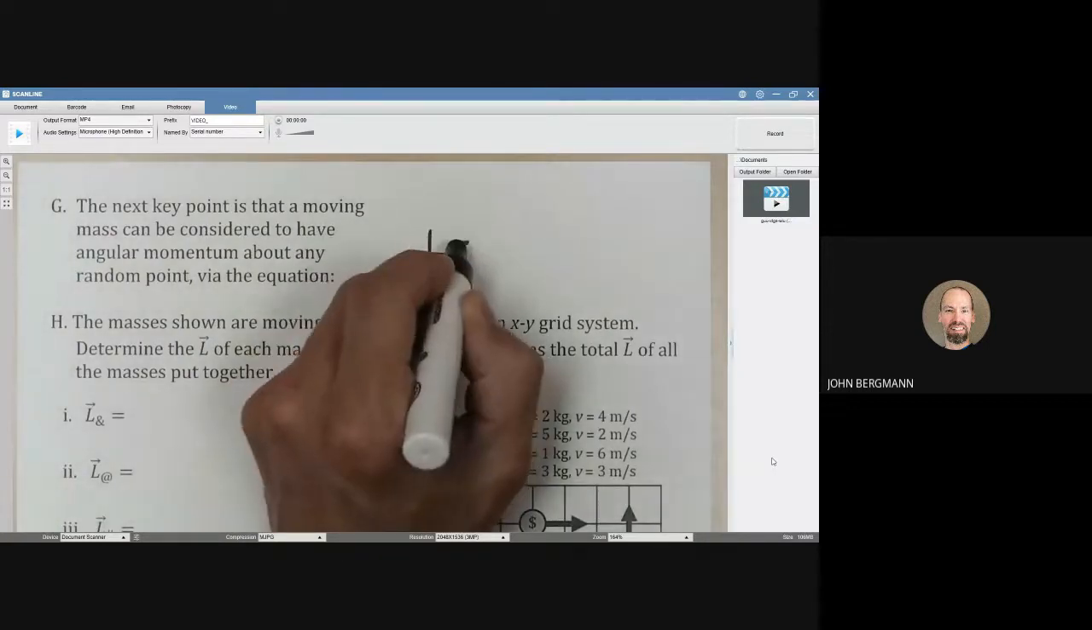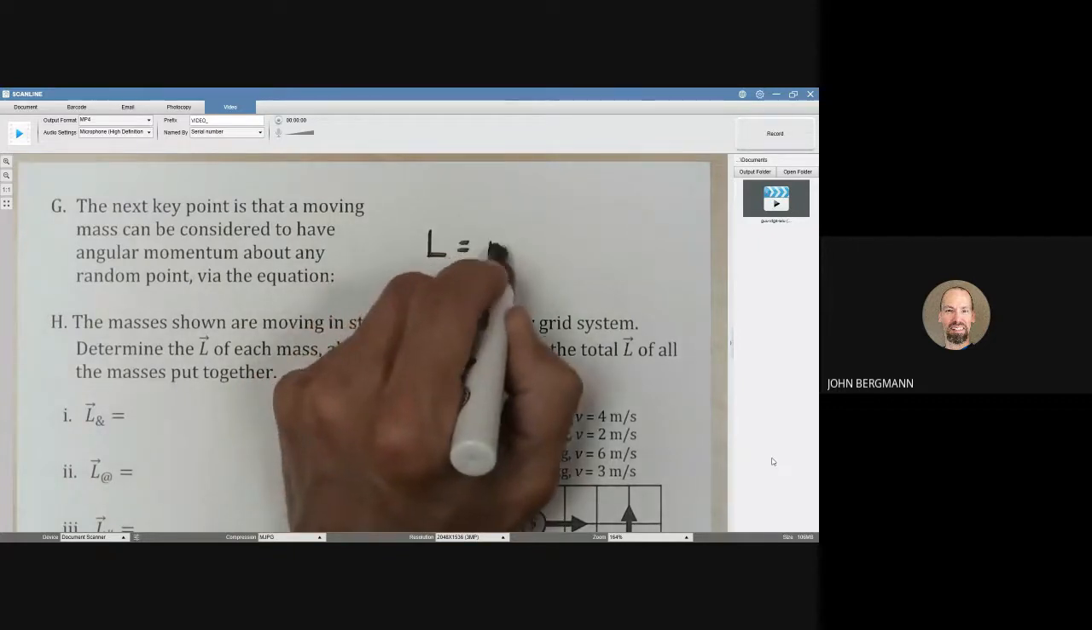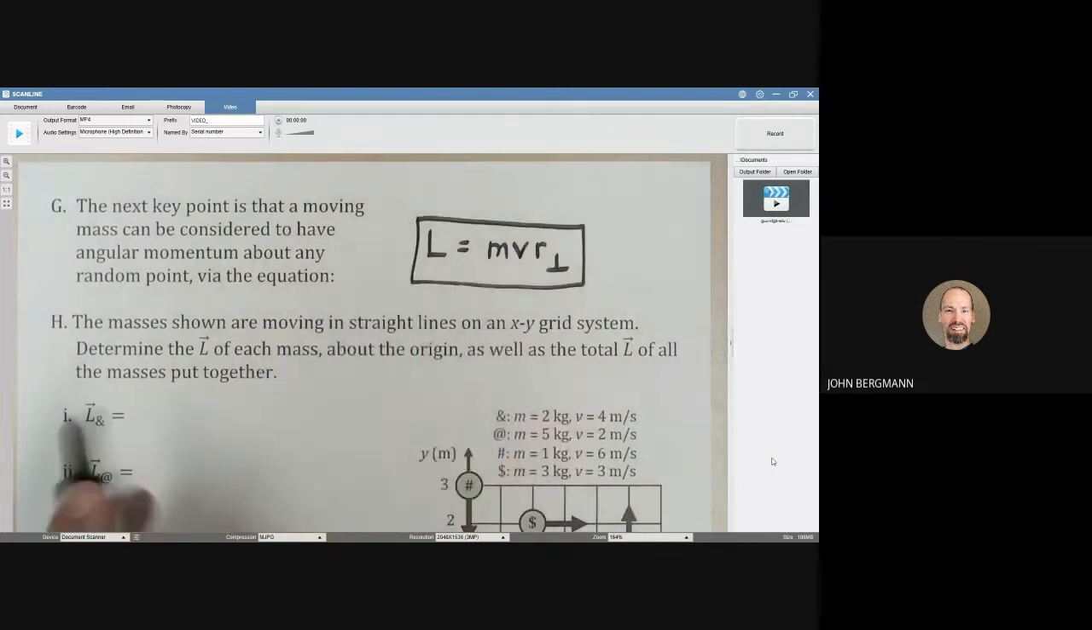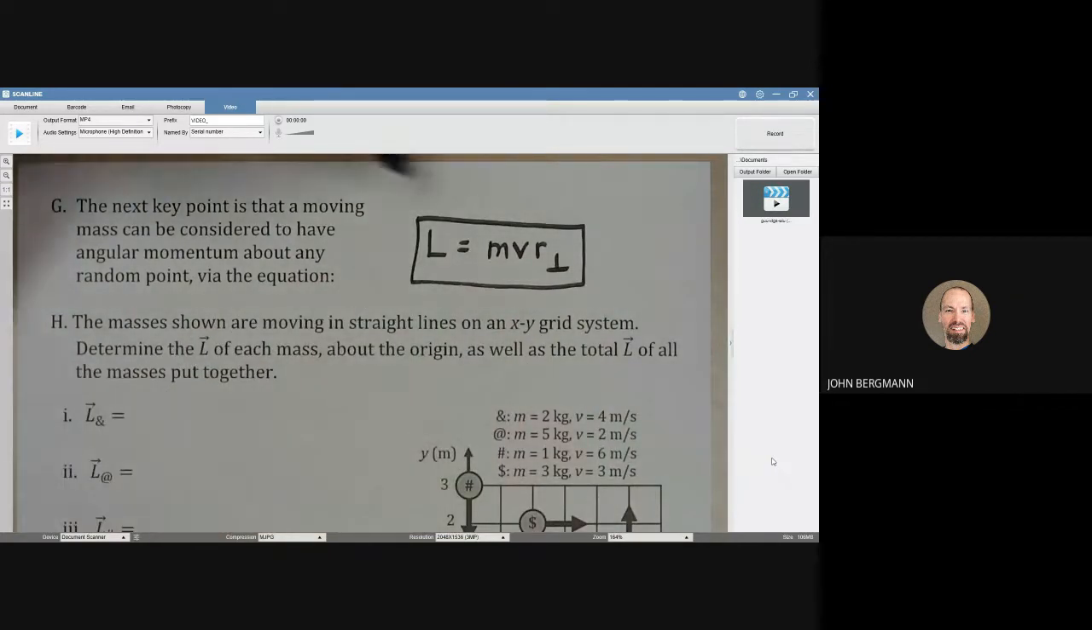According to this equation, there are actually several versions of this equation, but this is the one that I'm going to give you. The angular momentum is equal to the mass times the velocity times the perpendicular lever arm, you might say. We're going to give you an example of this at the bottom. The point here is an object that's moving in a straight line can be considered to have angular momentum about any point that we want.